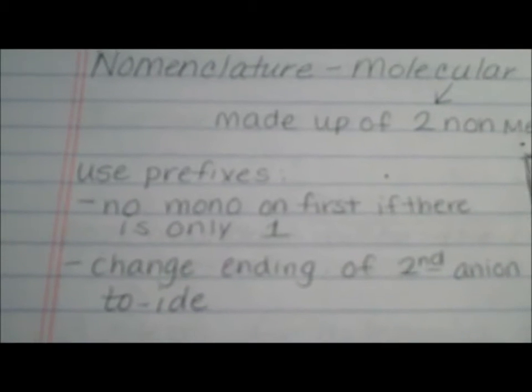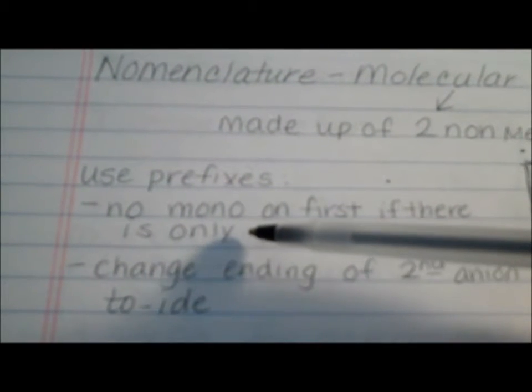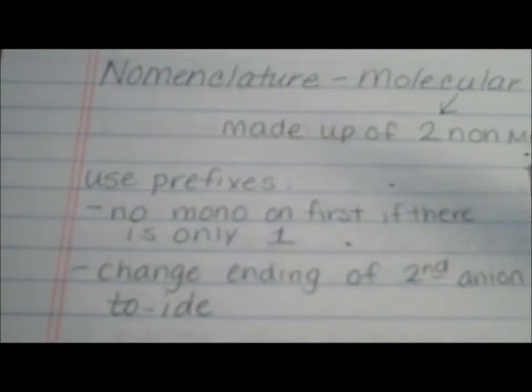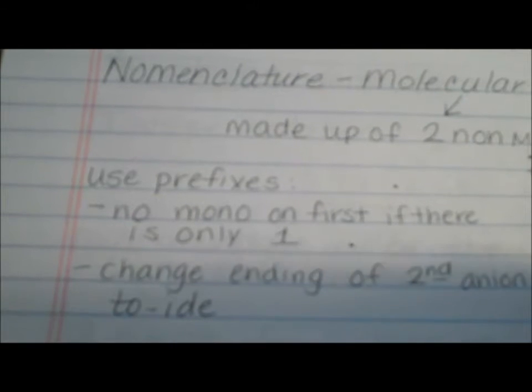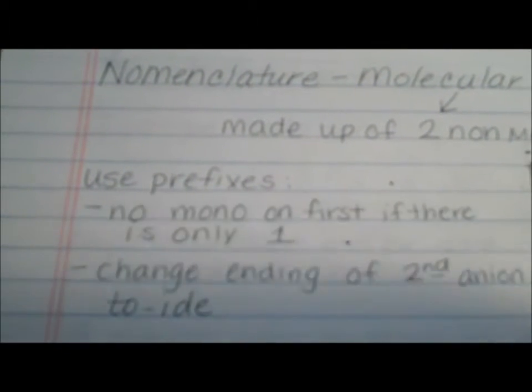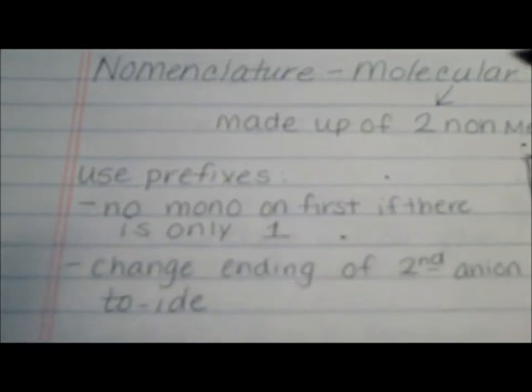Now when we're looking at a prefix, there are a little bit of rules. Never use mono on the first, even if there's only one. It's guaranteed that it is one if you don't have a prefix for the first one. Now if you have a second one that's one, you must use the mono prefix. And also our second rule is that you're going to change the ending of the second anion to IDE.